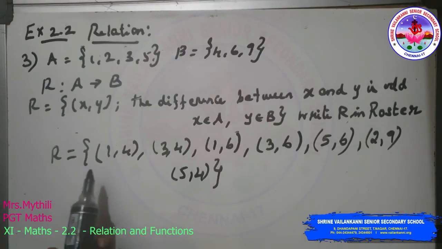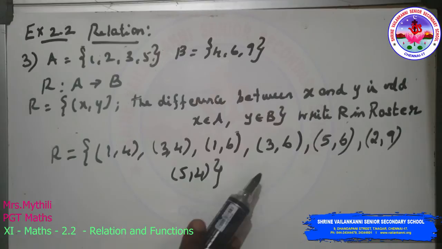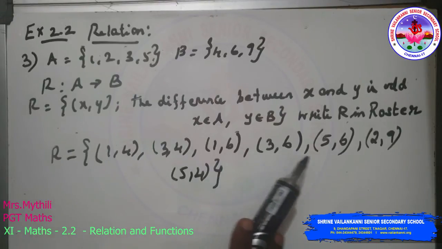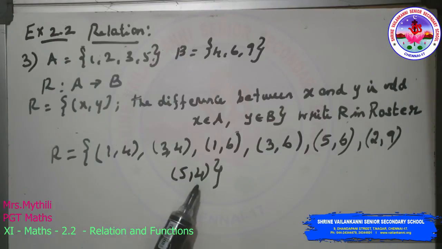So the difference between x and y is an odd number. So the relation is {(1,4), (3,4), (1,6), (3,6), (5,6), (2,9), (5,4)}, which is written in roster form.